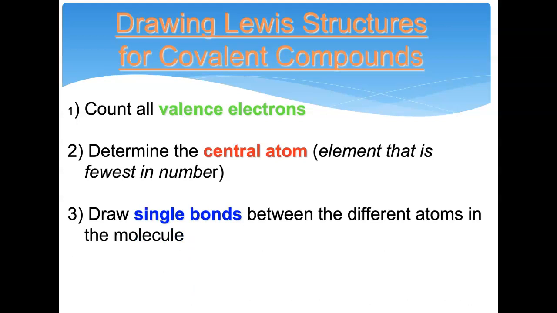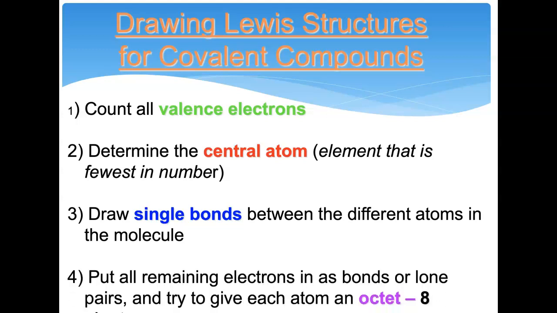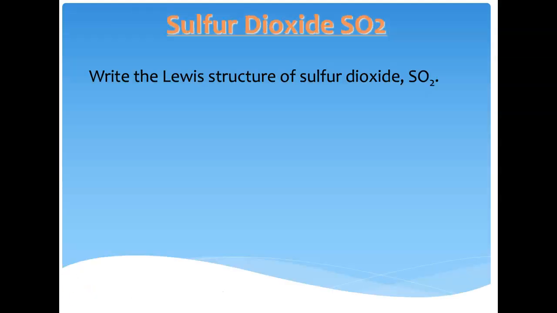Then draw single bonds between the atoms to form the molecule. Remember, each single bond counts as 2 valence electrons. And then put all the remaining electrons around the other atoms until everybody has their 8 or octet, except, of course, hydrogen. Hydrogen would be the exception because it only wants 2. All right, so time for you to practice. SO2.